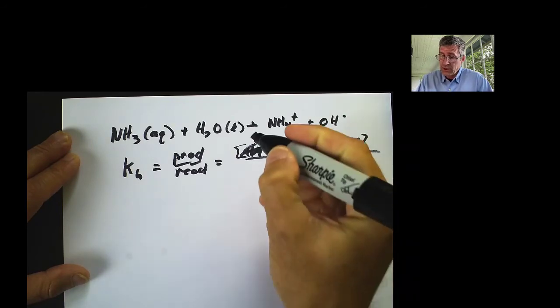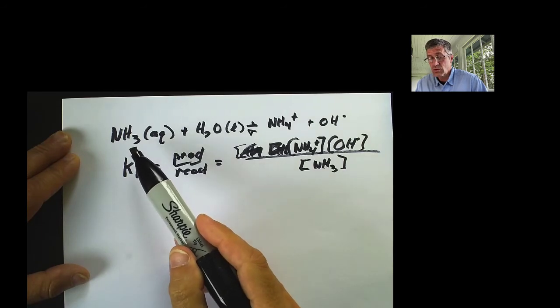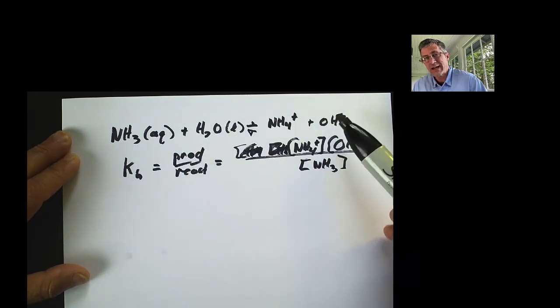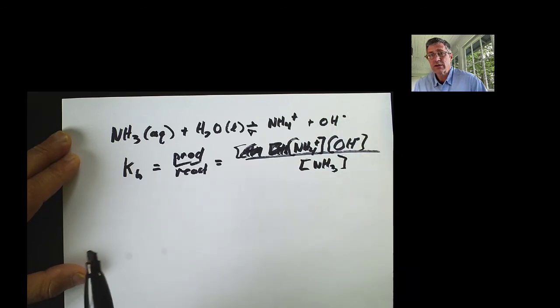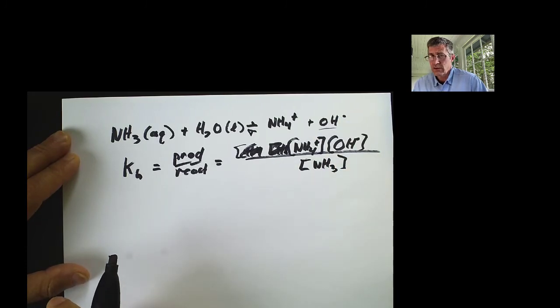So if this is a weak base, I'm going to have more reactants, so my value will be less than 1. If it's a strong base, I'm going to get a lot of hydroxides, and my value is going to be greater than 1. So bases and hydroxides go together pretty well. So if you see a hydroxide being generated, you can have confidence that that's going to be a base, and it's easier to identify. Anyway, I hope it's helpful.